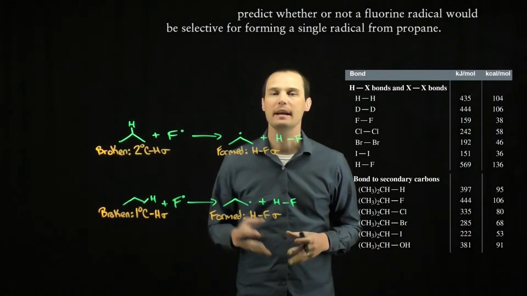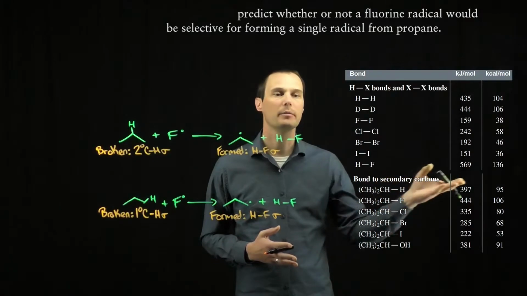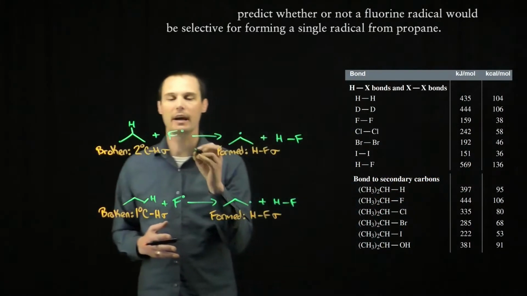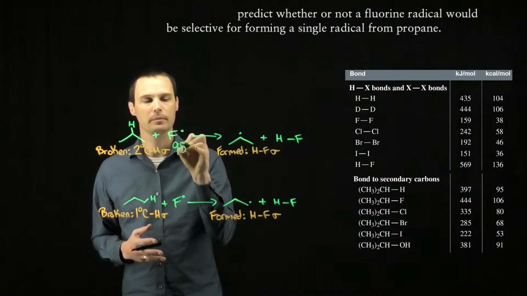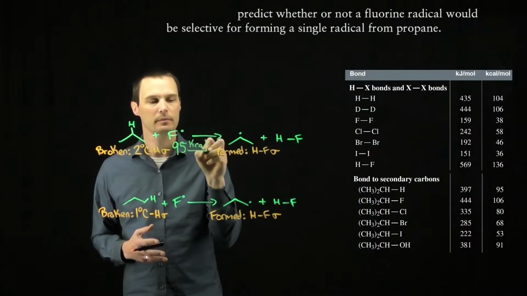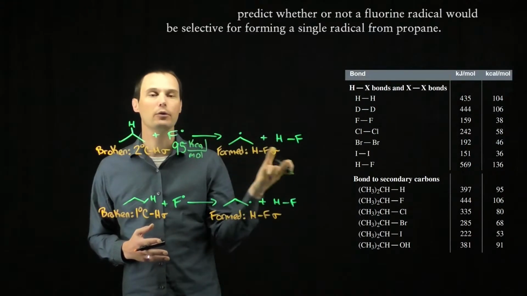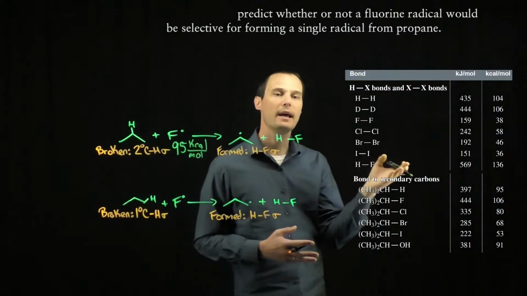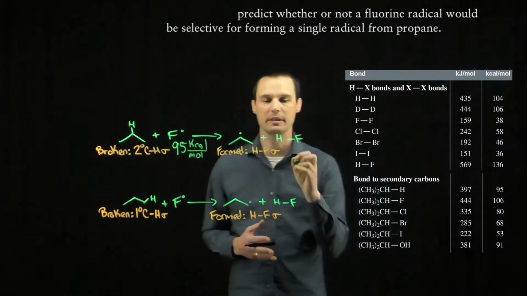We are breaking a secondary carbon-hydrogen sigma bond in our starting material that has a bond dissociation energy of 95 kilocalories per mole. And we're forming a hydrogen-fluorine sigma bond that has a bond dissociation energy of 136 kilocalories per mole.